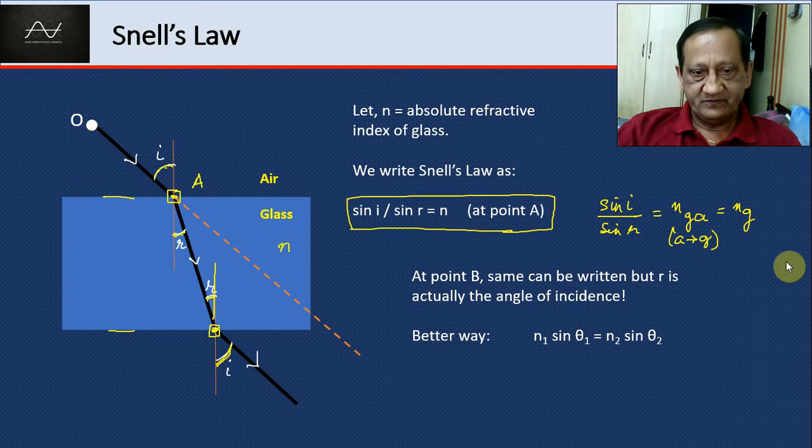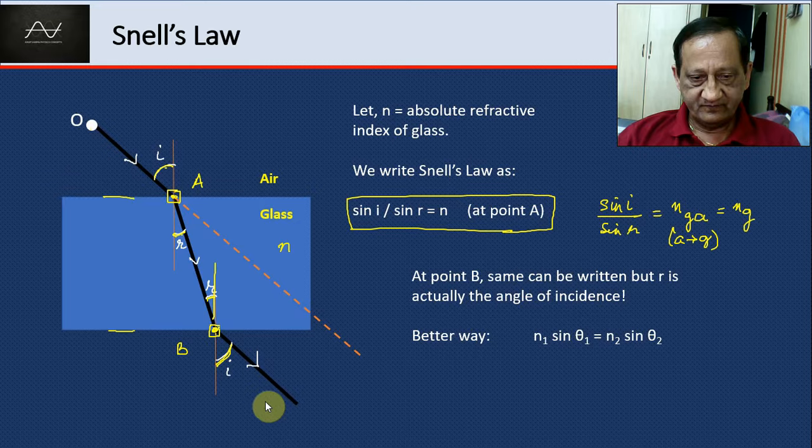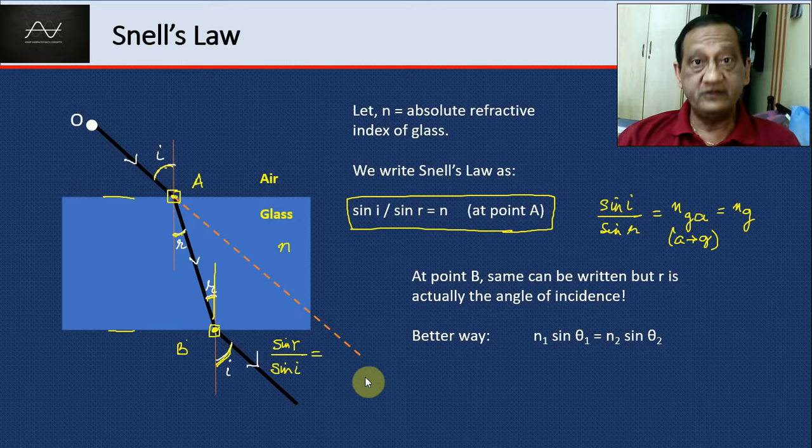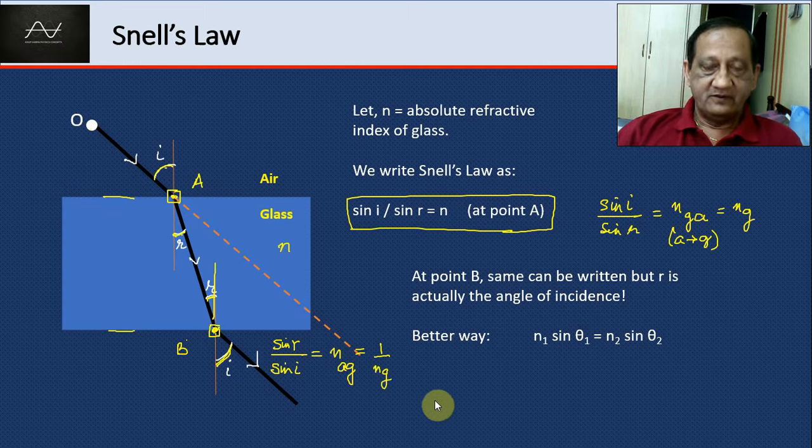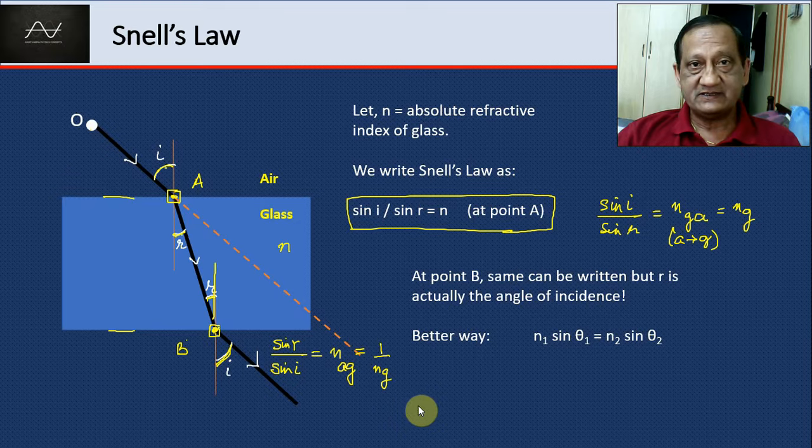But at the point B, what can we write? The angle of incidence is actually R, and the angle of refraction is I. So sine R by sine I, is that equal to N? Which N? This will be the N of air with respect to glass. It is going from glass to air, right? So that means it will be 1 upon NG. Now, all of this can confuse you if you just remember Snell's law as sin I by sin r is equal to n, then which n?